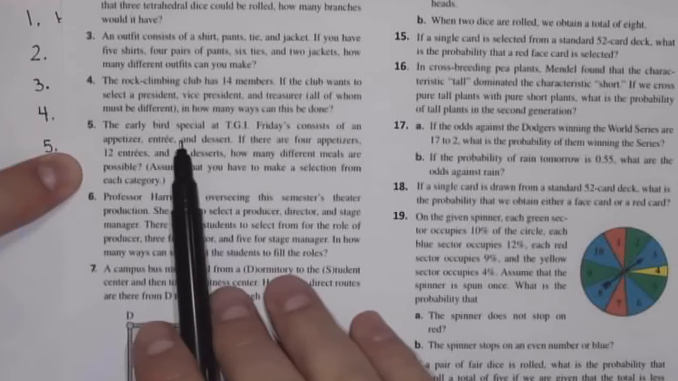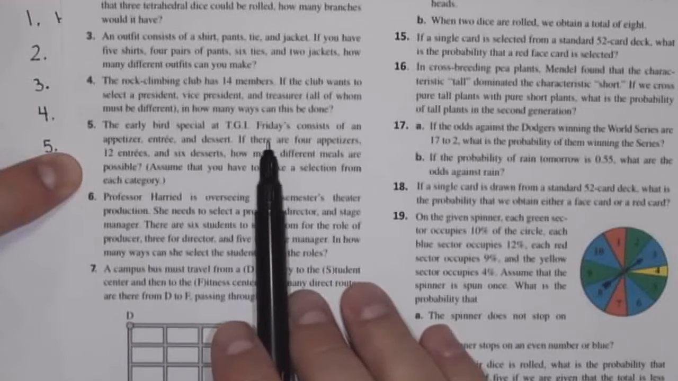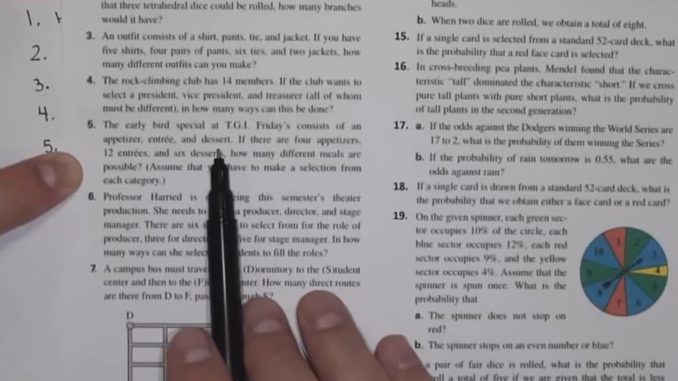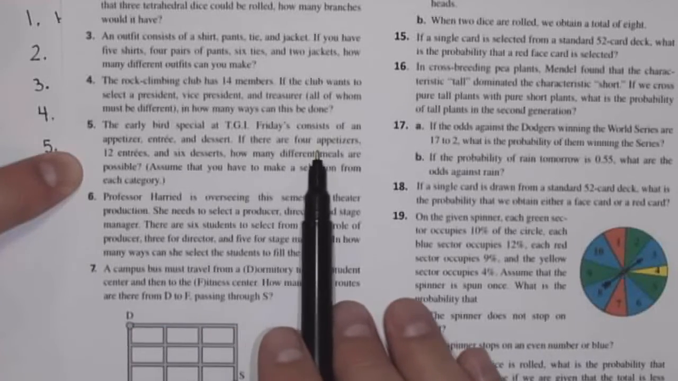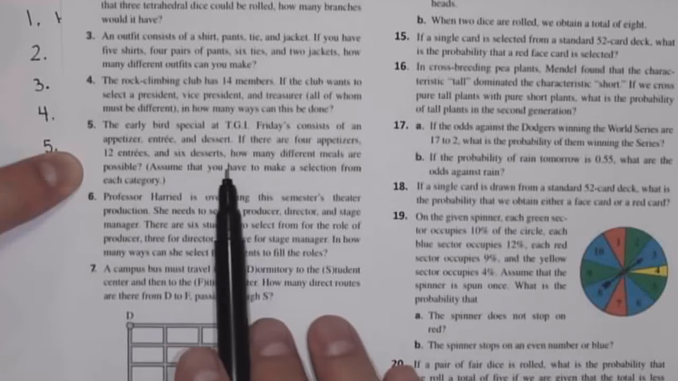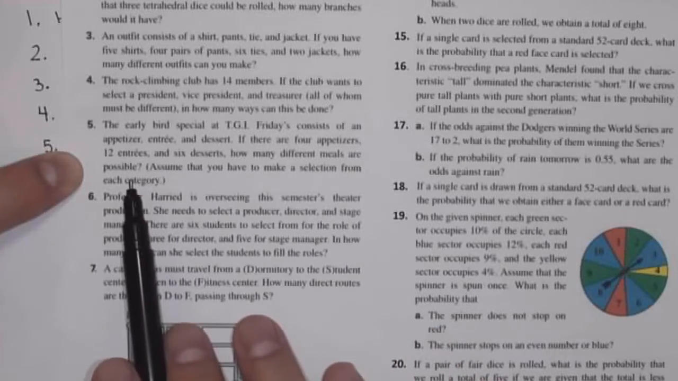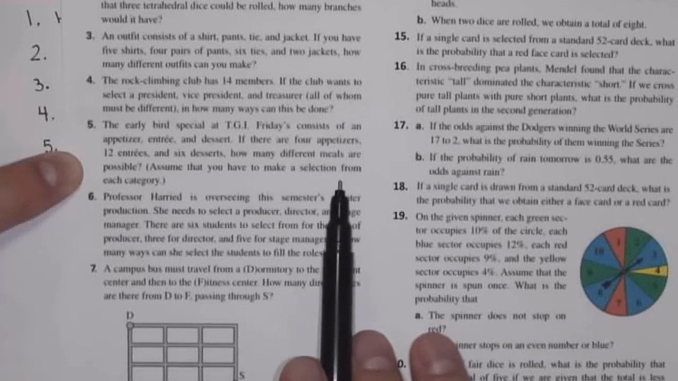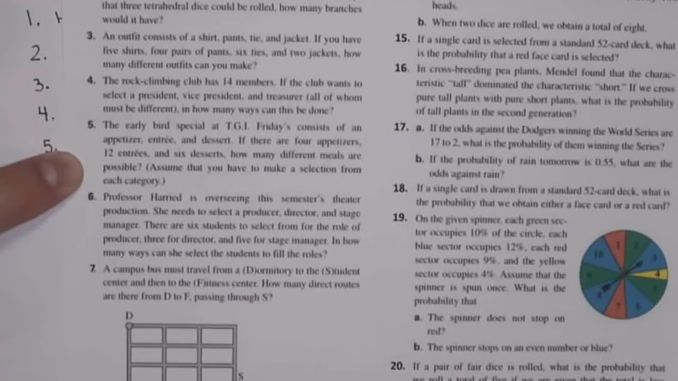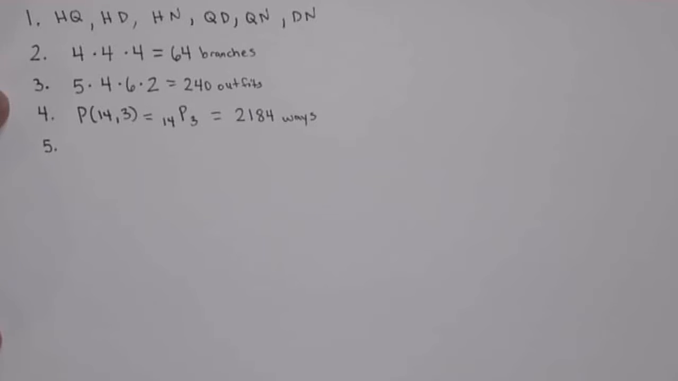The Early Bird Special at TGI Fridays consists of an appetizer, entree, and dessert. If there are 4 appetizers, 12 entrees, and 6 desserts, how many different meals are possible? Assume that you have to make a selection from each category. So we have to select an appetizer, we have to select an entree, and we have to select a dessert. So again, this is just going to be our multiplication rule again.